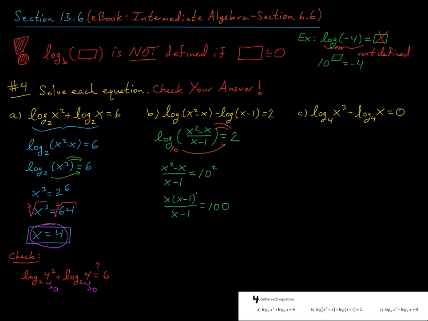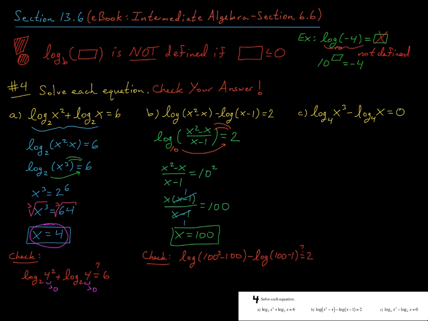And notice here, the x minus 1's divide out. And that just leaves me with an x on the left. And so I get this result that x is 100. Okay, am I going to run into any problems here if I plug in 100? Well, let's check it out. So I would get the log of 100 squared minus 100 inside that first logarithm, minus the log of 100 minus 1, and this all apparently comes down to equal just 2.